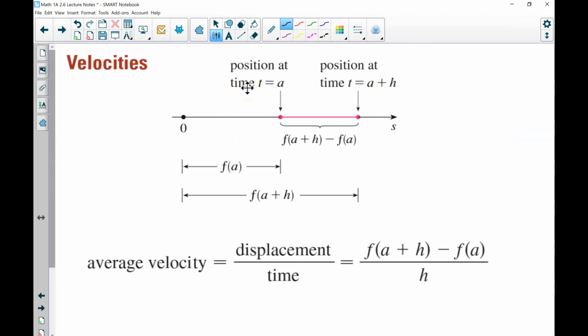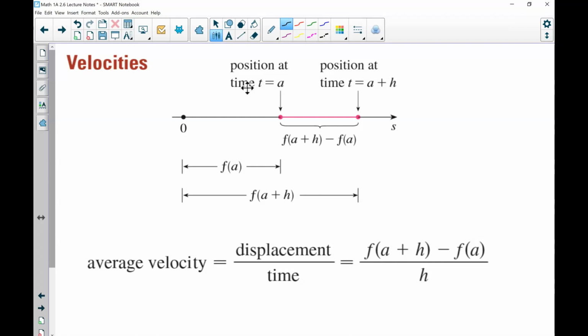Okay, now in section 2.1, we investigated the motion of a ball dropped from the CN Tower and defined its velocity to be the limiting value of average velocities over shorter and shorter time periods. So in general, suppose an object moves along a straight line according to an equation of motion, which is s equal to a function of time, where s is the displacement, meaning the directed distance of the object from the origin, at time t.